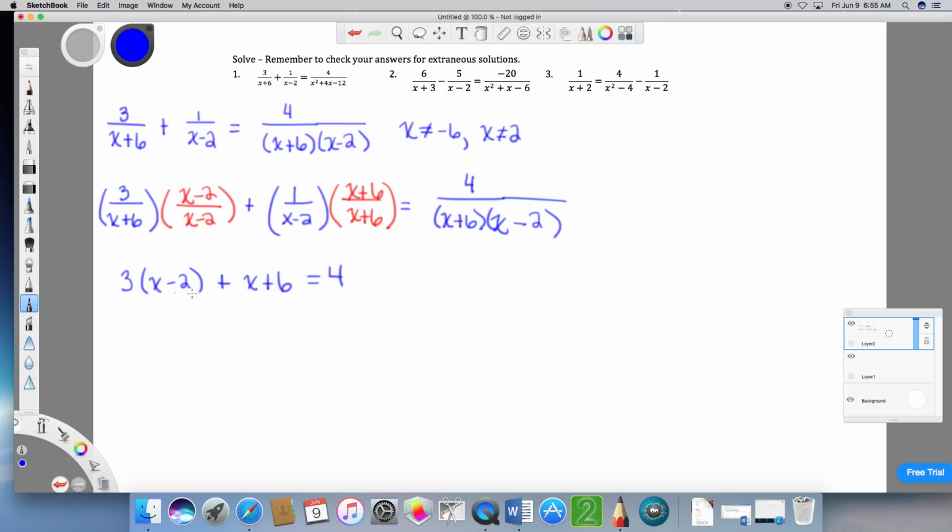All right, so let's continue here and use the distributive property. This negative 6 and positive 6 cancel each other out. And we have that 4x is equal to 4. So we have x equals 1, and that's not one of the values that we have to be concerned about. So my solution set consists of just x equals 1.